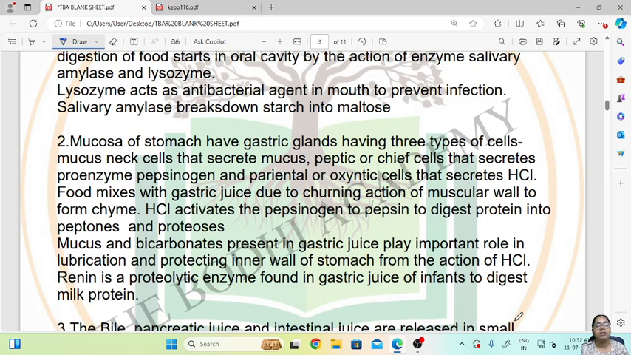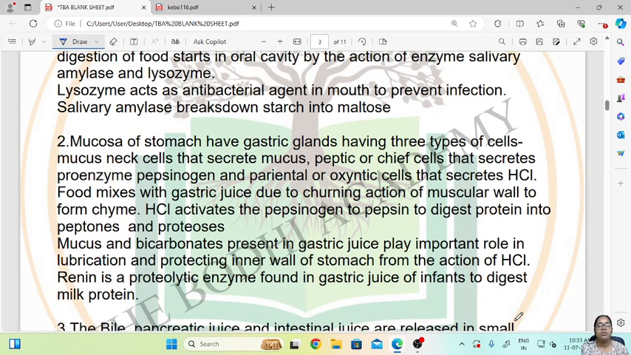So food mixed with gastric juices by the churning action of the muscular wall forms chyme. HCl activates the pepsinogen to pepsin to digest proteins into peptones and proteoses. So this is how the stomach secretes three main gastric juices, that is mucus, HCl and pepsinogen.